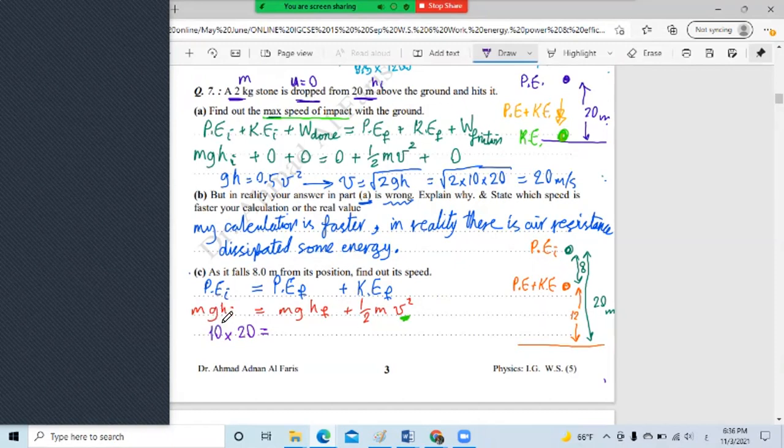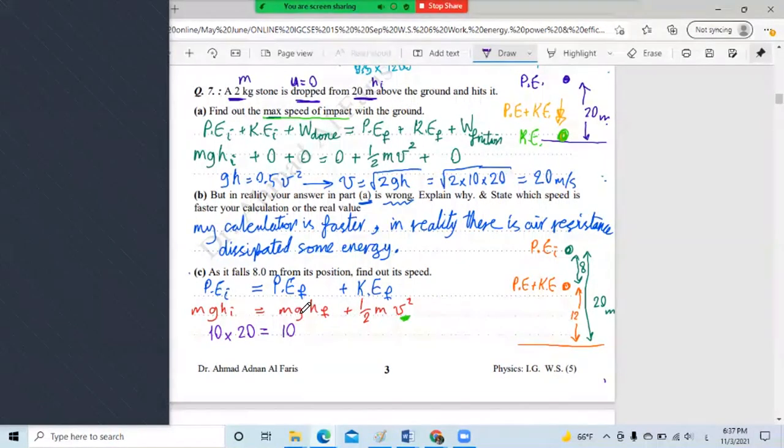The gravitational potential energy at the initial position, 20 meters, equals the gravitational potential energy final, mgh, where m cancels out, times the final height, which is 12, the height from the ground, not from where it falls. So it's 12 plus half multiplied by v square. 10 times 12 is 120. Move it to the other side, it will be negative 120.